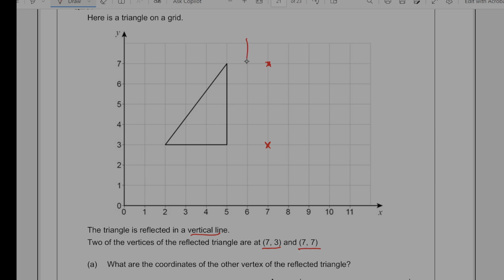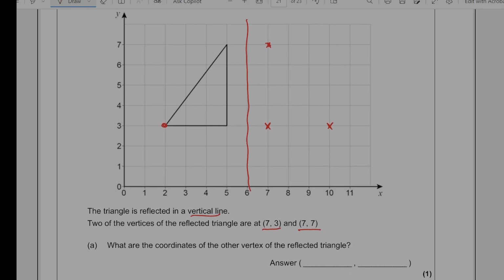Okay, so that means that that must be our line of reflection. And this point is 1, 2, 3, 4 squares away. 1, 2, 3, 4 squares away. So it must be there. So my answer is going to be 10, 3.